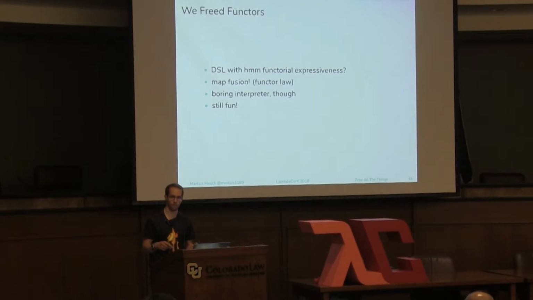So if you only have a functorial DSL, that's still not very interesting. But you can, for example, nest this free functor into a free monad. And then you have a free monad that performs map fusion. That's pretty cool. But the interpreter, as I said, is pretty boring. But it was still fun, and we could just apply our recipe.